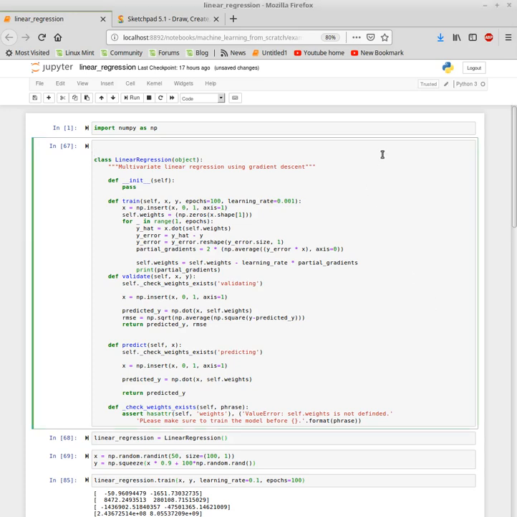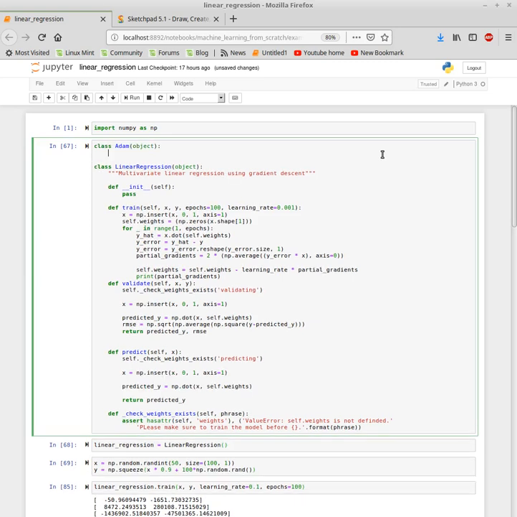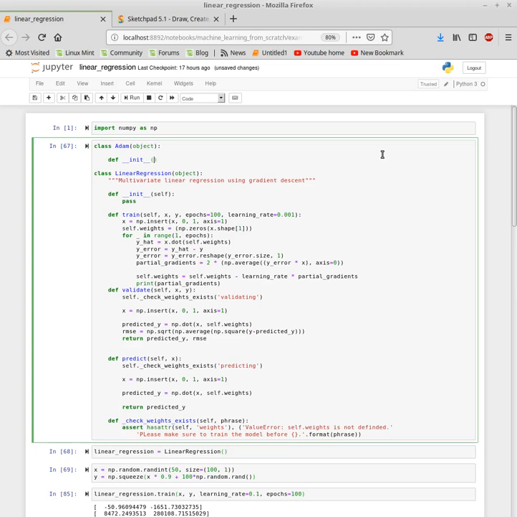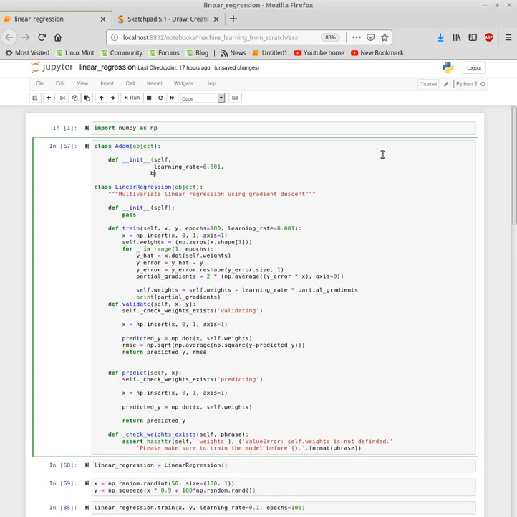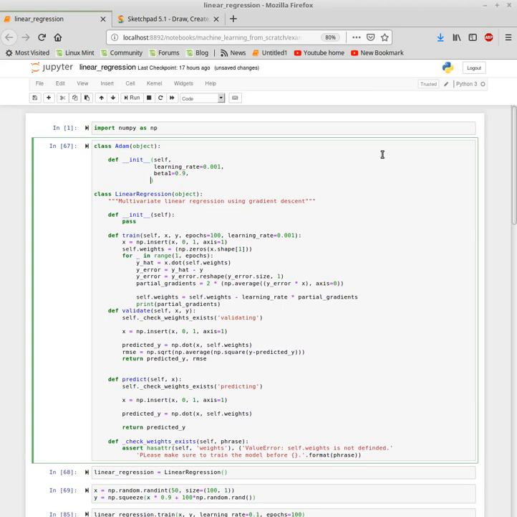Okay, so we can create a class called Atom. Class Atom object, def init self, learning rate equals 0.01, beta 1 equals 0.9. So beta 1 is the velocity term that we saw before. We can create a class called Atom and initialize some parameters here.